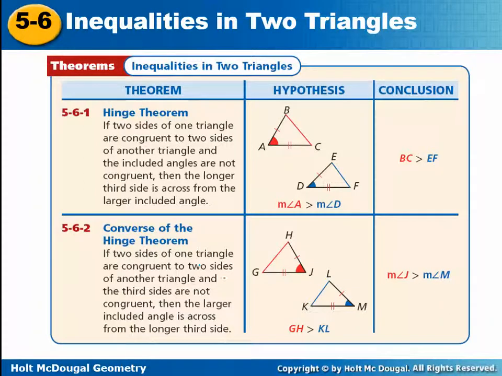The converse is also true. If, again, you have two congruent sides, then the larger included angle is across from the longer third side. So if we know that GH is greater than KL, this side over here, which would not be congruent, so I'm not going to put 3 marks, then we also know that the measure of the angle opposite GH is greater than the angle opposite side KL. So the measure of angle J is greater than the measure of angle M.